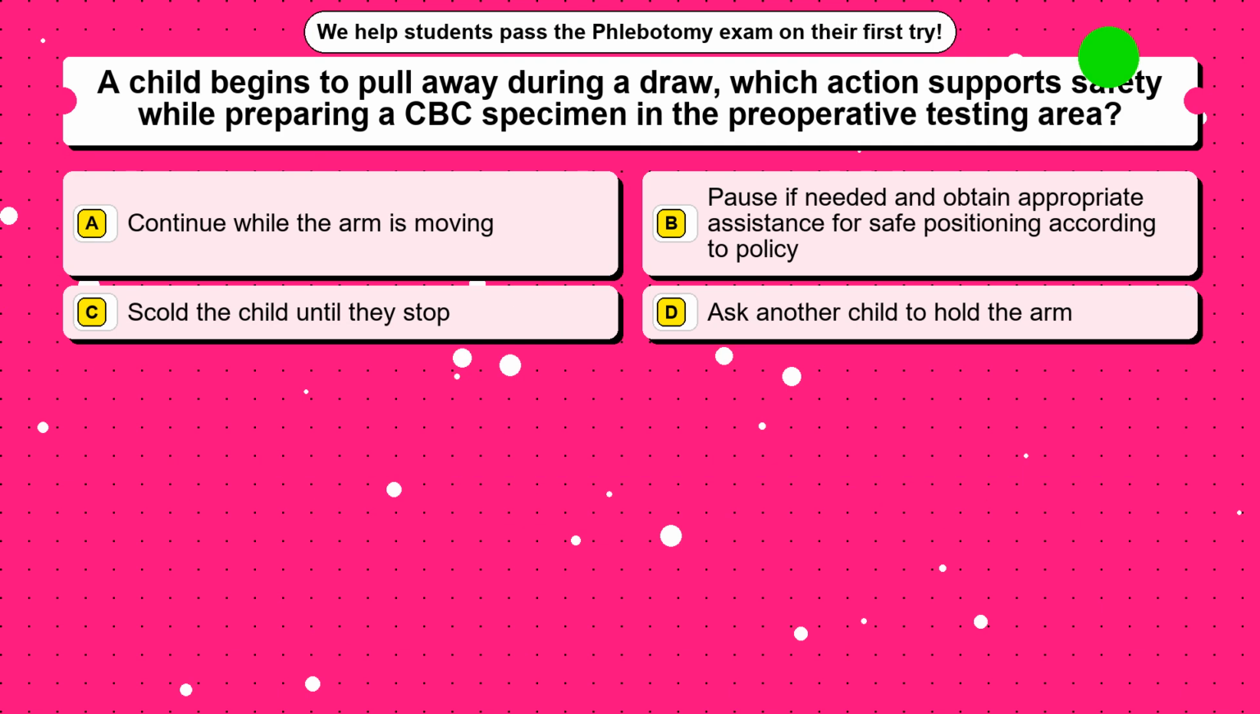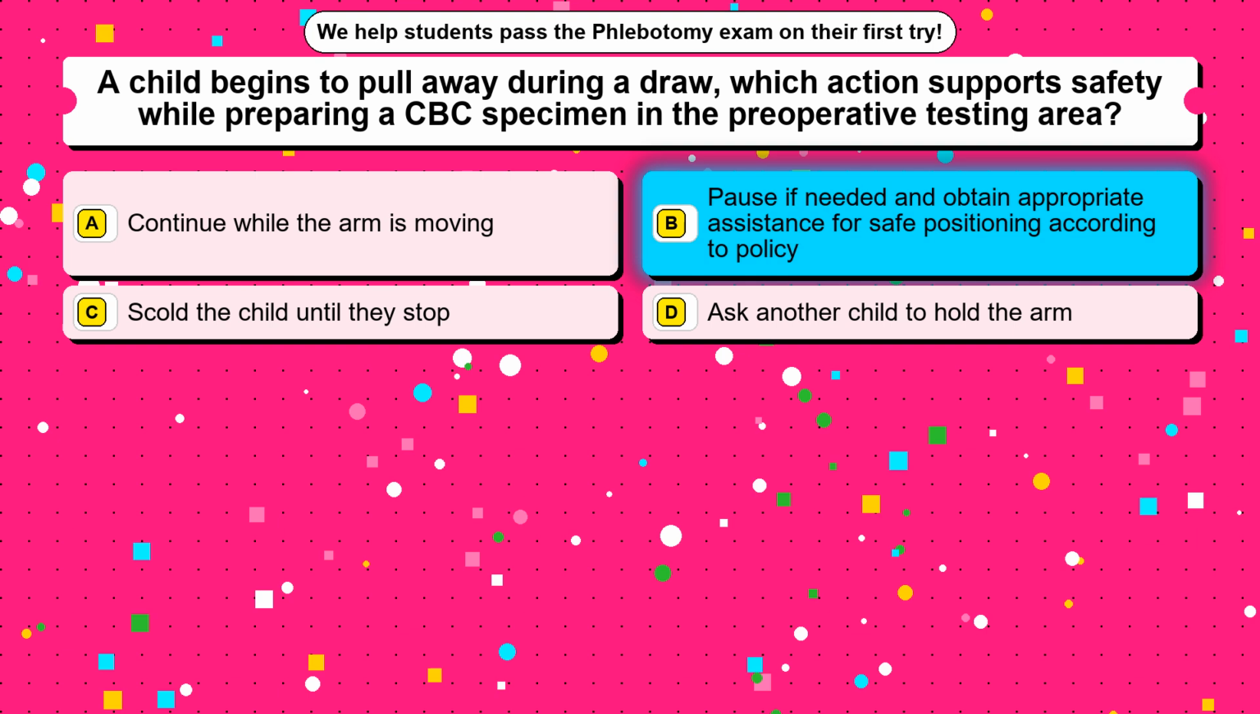Question 61. A child begins to pull away during a draw. Which action supports safety while preparing a CBC specimen in the preoperative testing area? Option A. Continue while the arm is moving. Option B. Pause if needed and obtain appropriate assistance for safe positioning according to policy. Option C. Scold the child until they stop. Option D. Ask another child to hold the arm.